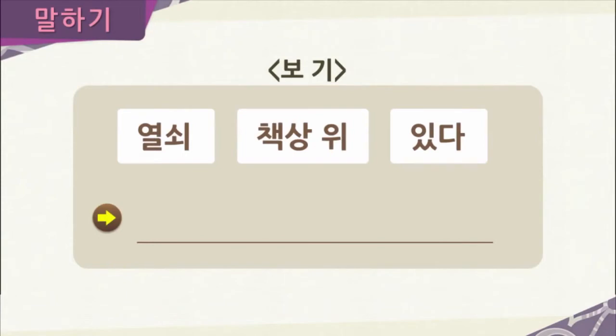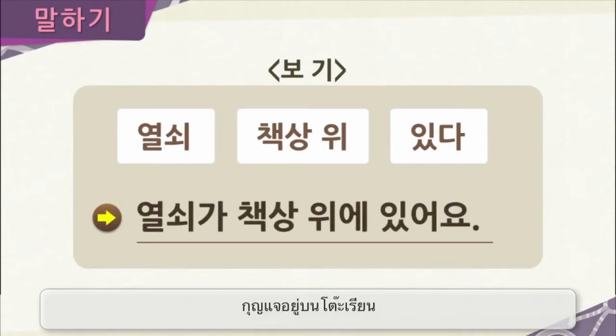Now it's time for speaking practice. We will go ahead and practice using the vocabulary and grammar that we've learned in this lesson. Now take a good look at these cards. Now what we're going to do here is, using the words on these cards, we're going to make a sentence. Now, how would we take these words and make a sentence? Correct. We can combine it by saying 열쇠가 책상 위에 있어요.